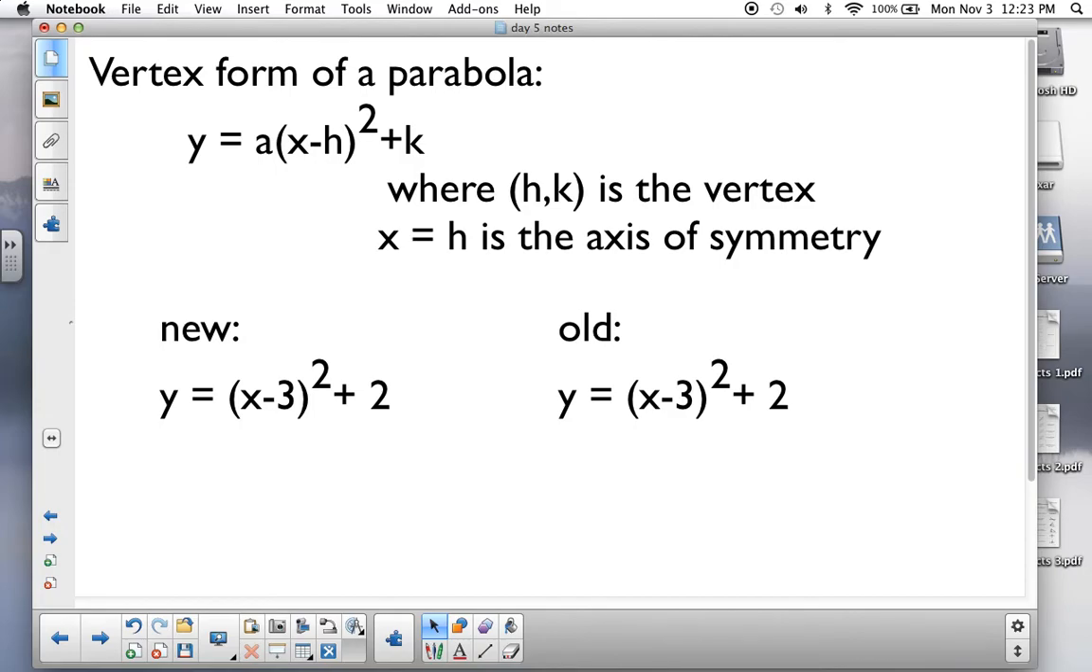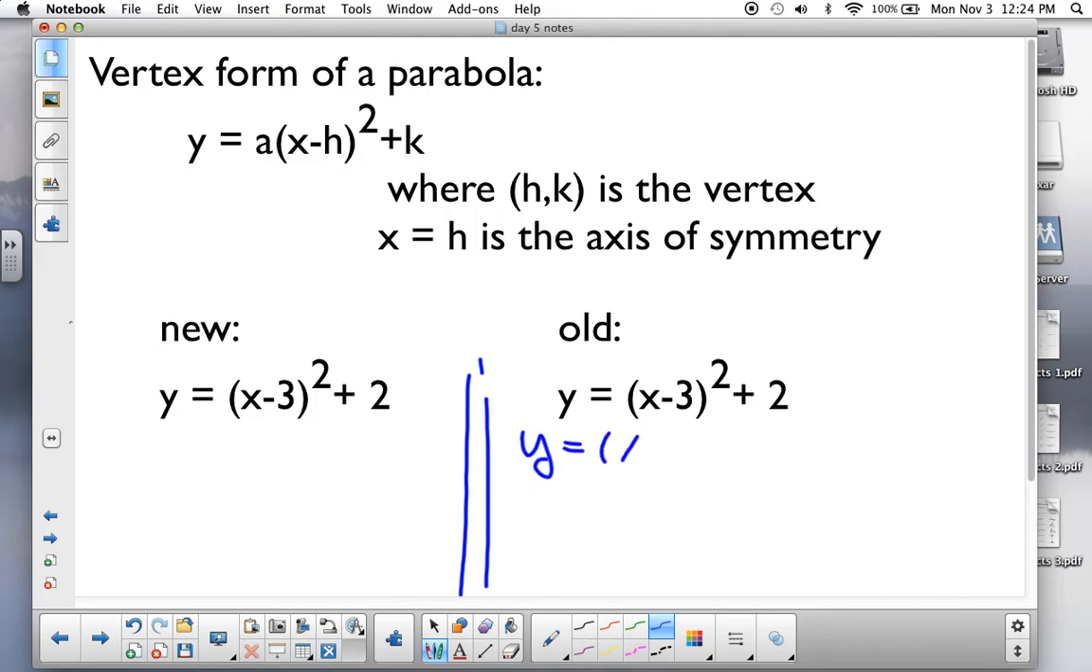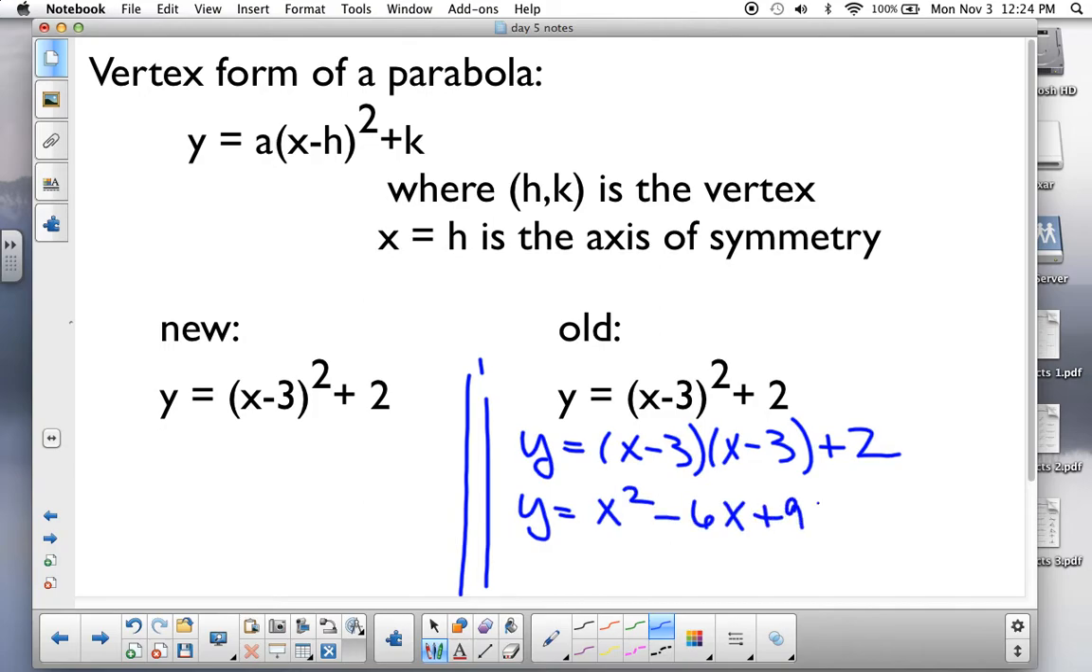So let's do the old way versus the new way. If you had seen this last year, and you may have seen this last year, you probably would have FOILed this out. So you would have written x minus 3 times x minus 3 and worked that all out. We end up with x squared minus 6x plus 9 plus 2. So my final answer here is x squared minus 6x plus 11.